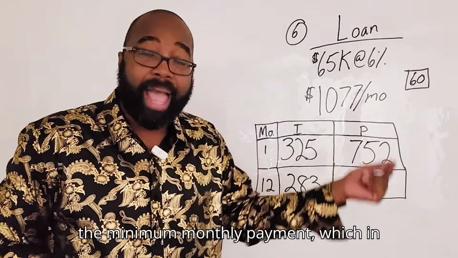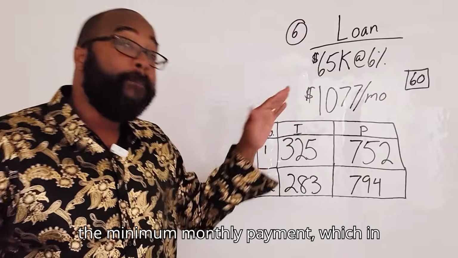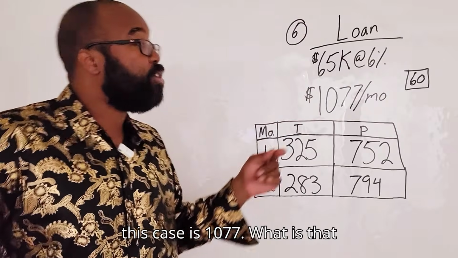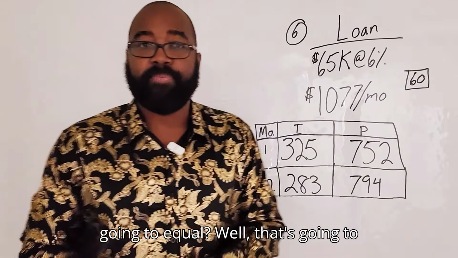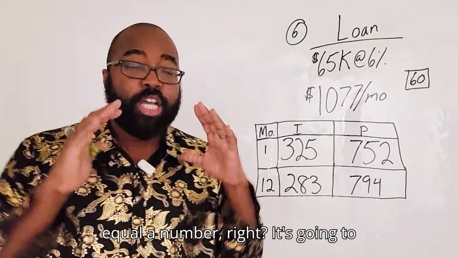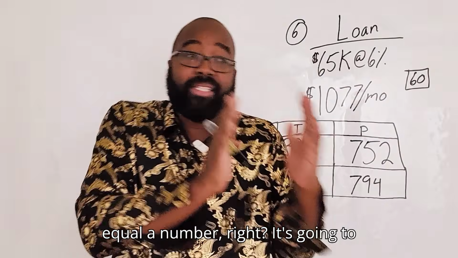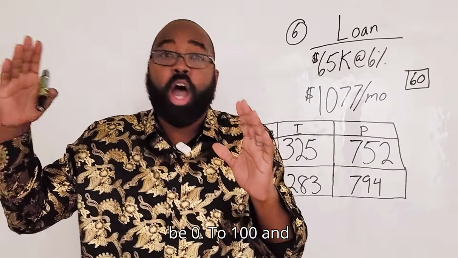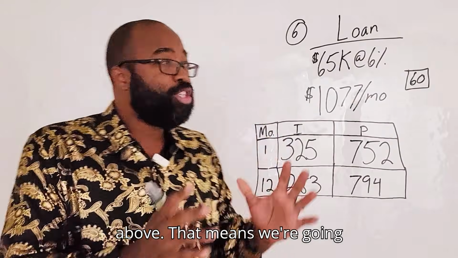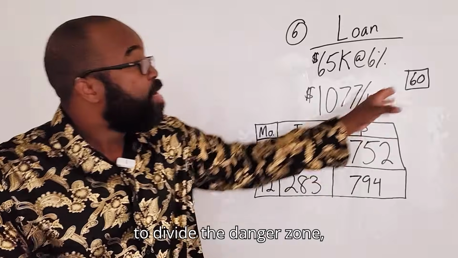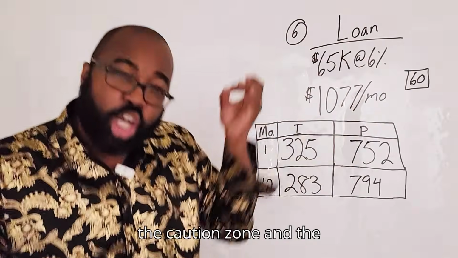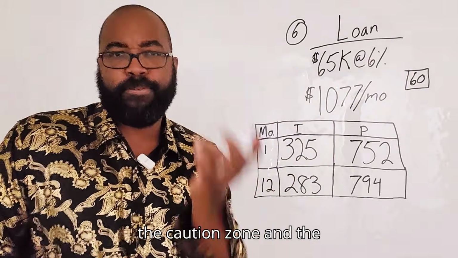$65,000, the loan balance, divide that by the minimum monthly payment, which in this case is $1,077. What is that going to equal? Well, that's going to equal a number, right? It's going to be 0 to 100 and above. That means we're going to divide the danger zone, the caution zone, and the freedom zone.